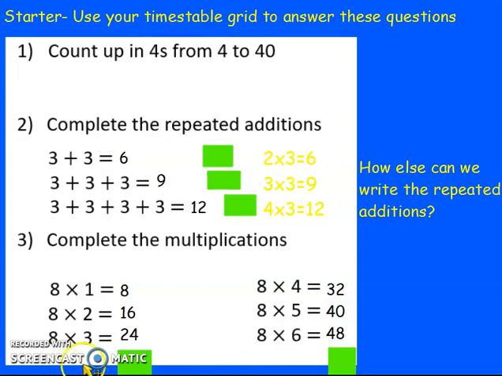Remember, with any times table, you can switch those two numbers around. So we could have 3 times 8, it would always equal 24. Well done if you did that. Let's continue with our learning.